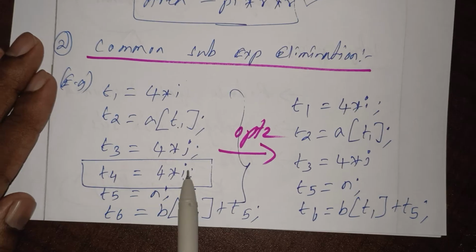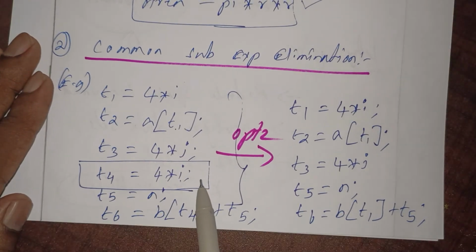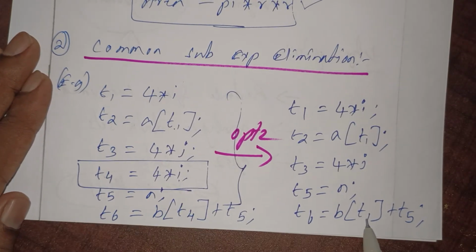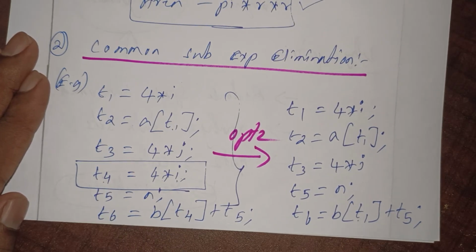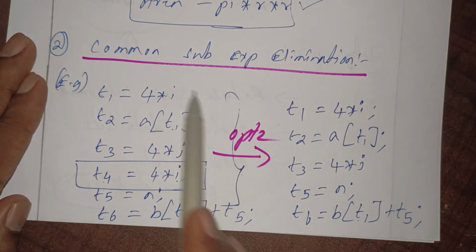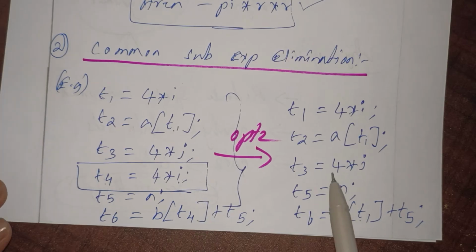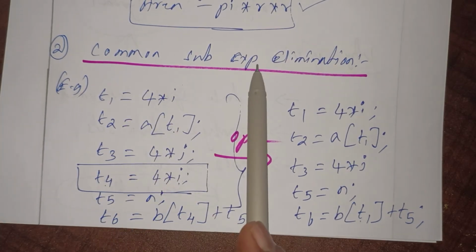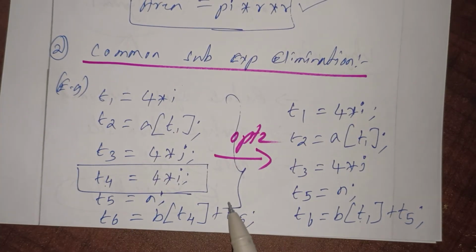So I have removed this redundant line and replaced it with the same value, 4 asterisk I. Instead of 4 asterisk I in T4, I call it here as T1. So I can call this an optimized code. This is a non-optimized code. This technique we call common sub-expression elimination.